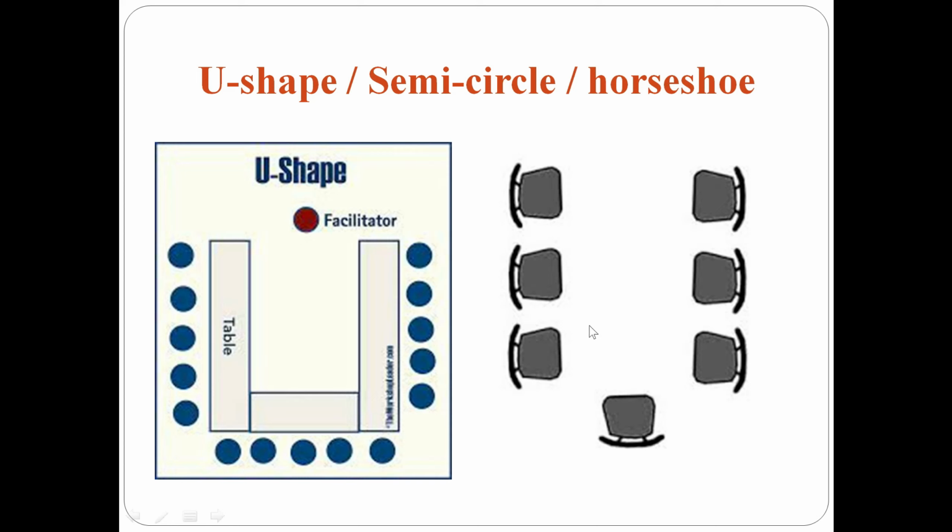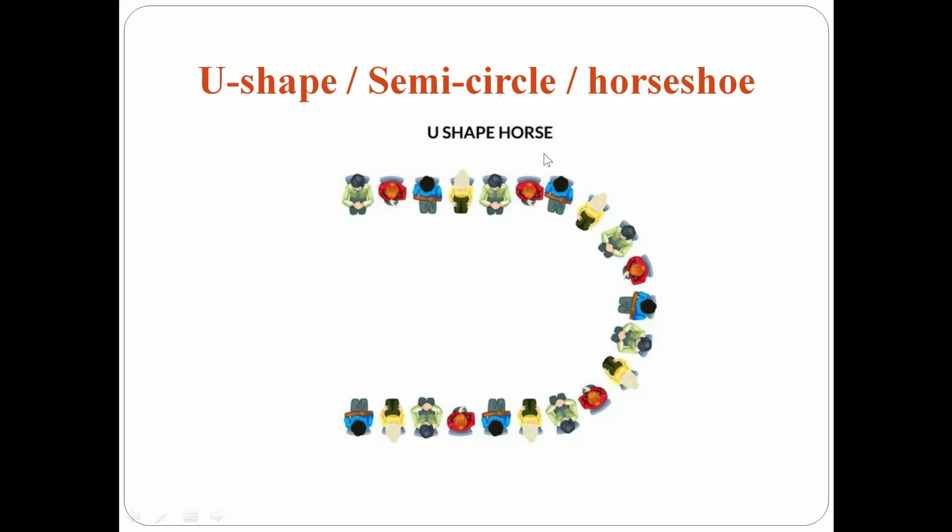The facilitator is just addressing from this direction. So U shape, horseshoe, or semicircle. Just look here. It seems very beautiful when we are looking at all these in a picture or on a slide, but it also has certain pros and cons in the classroom.